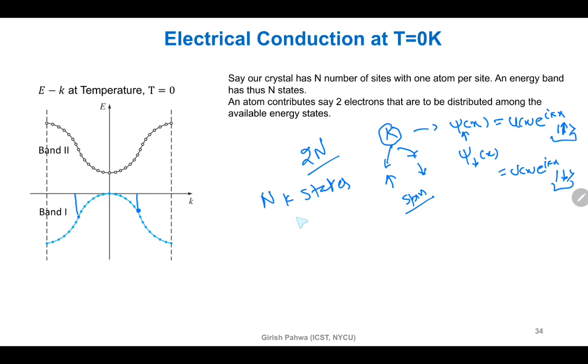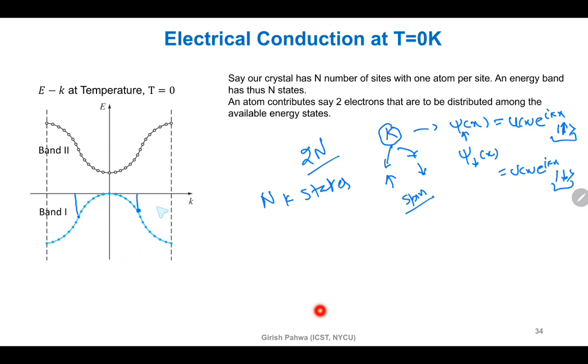And each k state can hold 2 electrons. What will happen? I will start filling the electrons starting from the lowest possible energy. I will keep increasing the energy and keep filling the electrons. So the 2 electrons go here, 2 electrons go here, then 2 electrons go there, 2 electrons here, 2 electrons here.